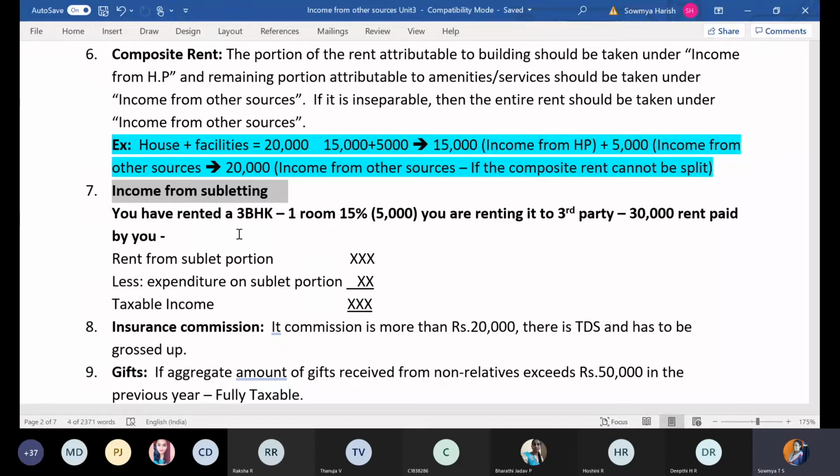And also not in any of the other heads. So insurance commission income, whatever you're receiving, you will have to show it under the head income from other sources. If you're receiving some amount which is less than 20,000, the financial institution or the bank will not deduct any tax. They'll give the gross amount. So gross up you don't have to do.